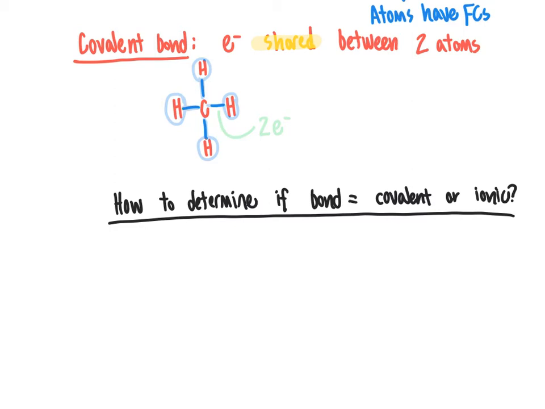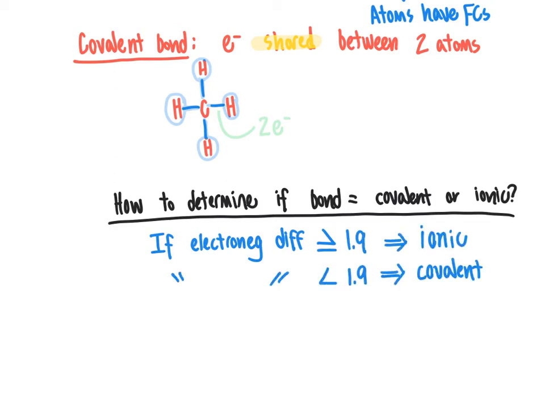And so typically we say that our cutoff line here is, if the electronegativity difference is greater than or equal to 1.9, we describe the bond as ionic. On the other hand, a difference of less than 1.9 makes the bond described as covalent.